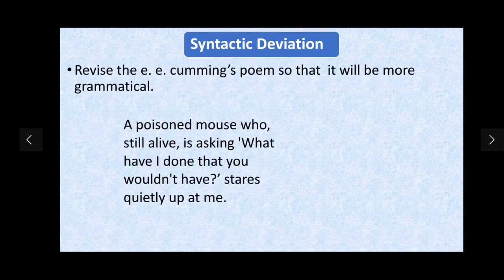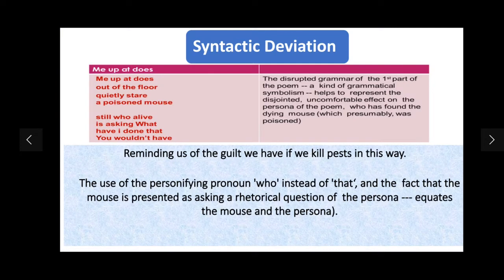Now revise the E. E. Cummings poem so that it will be more grammatical. "A poison mouse who still alive is asking, what have I done that you wouldn't have, stares quietly up at me." Syntactic deviation. This is a poem by E. E. Cummings. "Me up at desk, out of the floor, quietly stare, a poison mouse still who alive is asking, what have I done that you wouldn't have?"